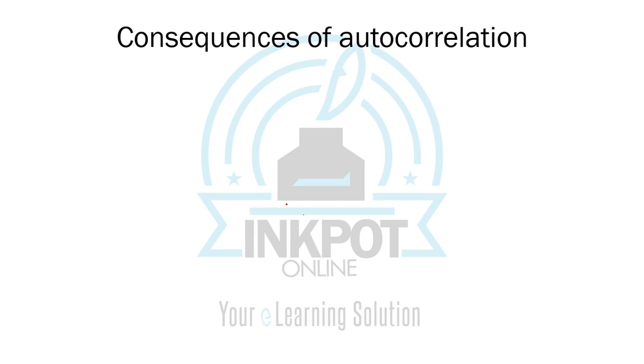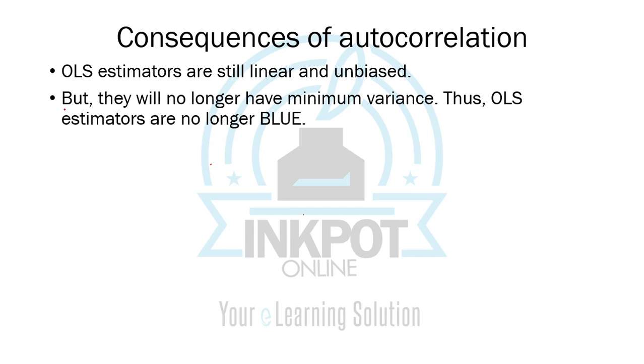We'll now look at the consequences of autocorrelation. The first one is that OLS estimators are still linear and unbiased. This is very similar to the case in heteroscedasticity, but per se not a consequence, but something that we must recognize: autocorrelation does not affect the linearity of the parameters as well as their unbiasedness property, but they will no longer have the minimum variance.